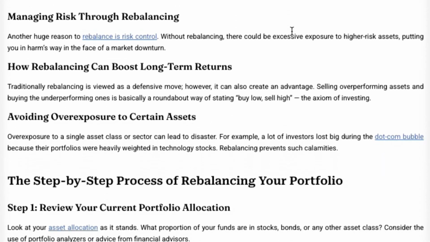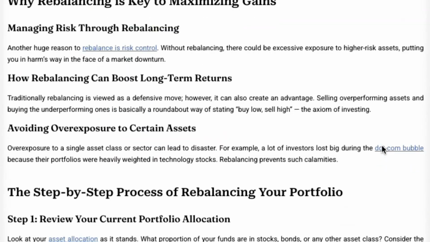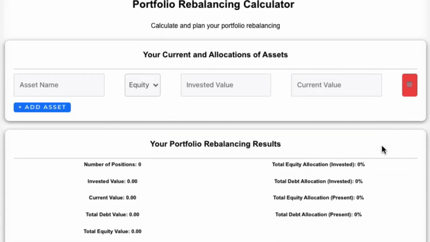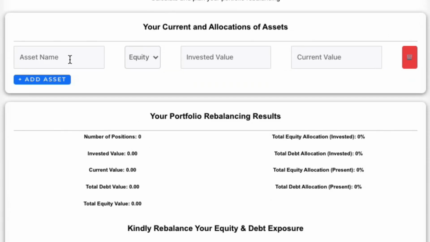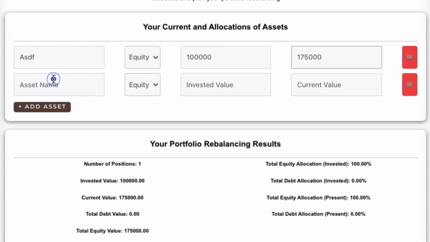What is portfolio rebalancing? Your investment portfolio is like a pie with different slices: stocks, bonds, cash, and more. Over time, some slices grow bigger, like equities in a bull market, while others shrink. This changes your risk level and could throw you off track from your financial goals. Rebalancing simply means bringing your portfolio back to its original mix. If you started with 60% stocks and 40% bonds, but now it's 70-30, you sell some stocks and buy bonds to reset the balance. It's like hitting the reset button on your investments.